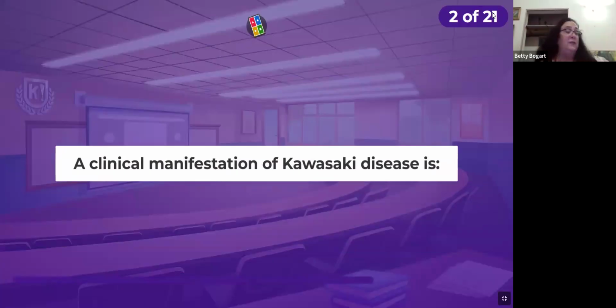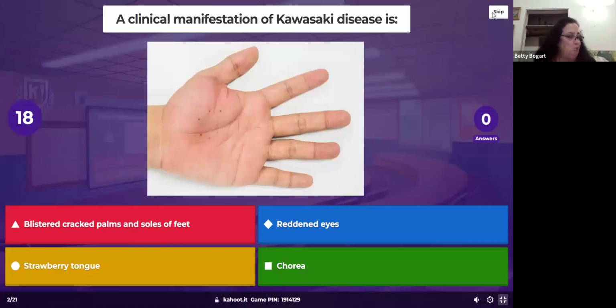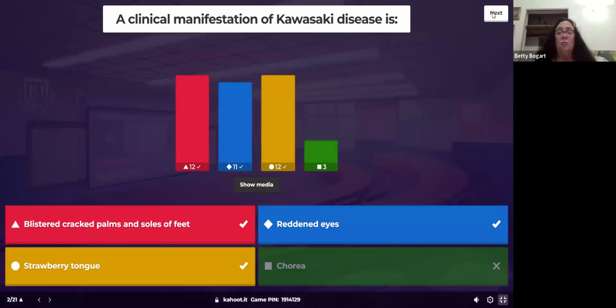A clinical manifestation of Kawasaki disease. Chorea is rheumatic fever. I want you to remember that now so you don't forget that when you come to your exams, okay? Chorea is rheumatic fever. Kawasaki disease is that hands with the blistered palms and soles, the strawberry tongue, the reddened eyes, and the rash.